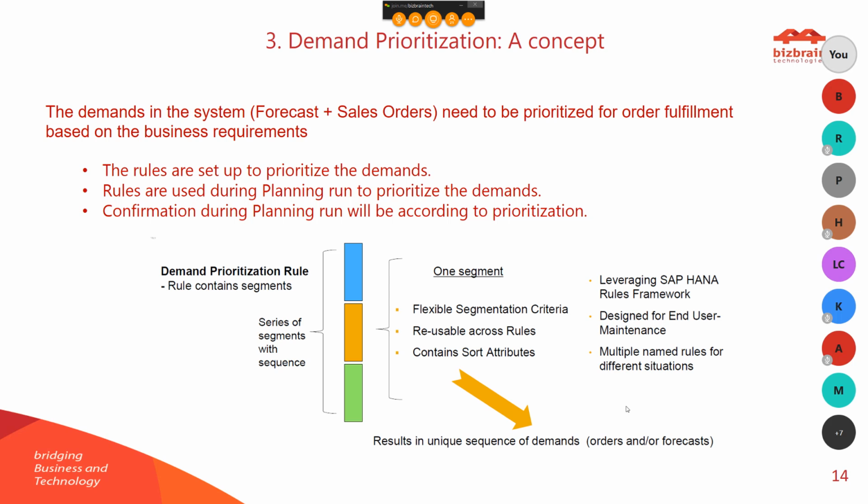So how is demand prioritization set in the system? Here is just a concept I am throwing to you, and I will show the system itself. I have some recorded videos, and I will take the opportunity to show them to you.